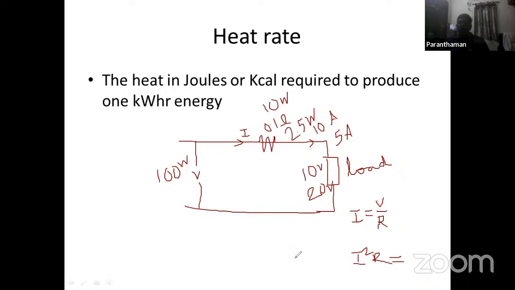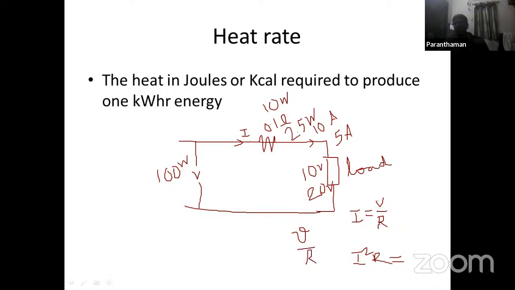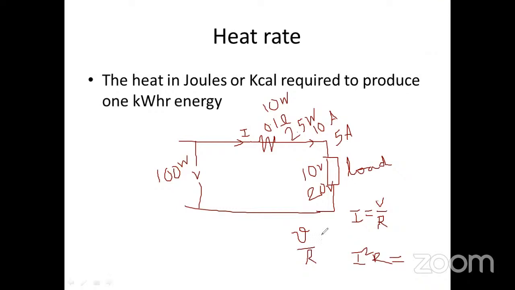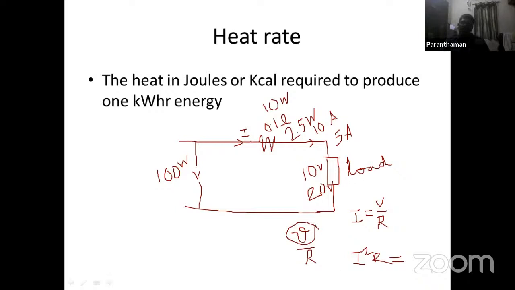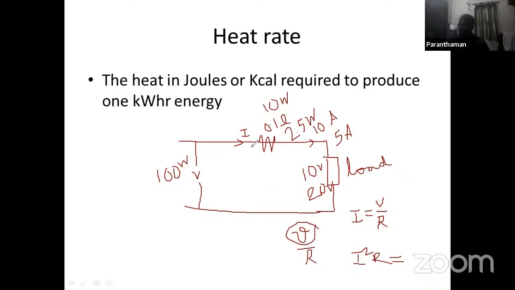Second case. Now I can be written as what, sir? V by R. Where is that V, sir? This V is the V across this resistance. This is the voltage drop across the resistance, not this V.